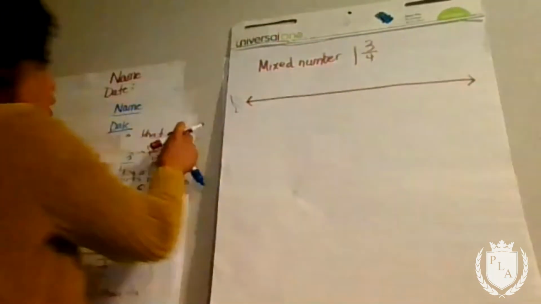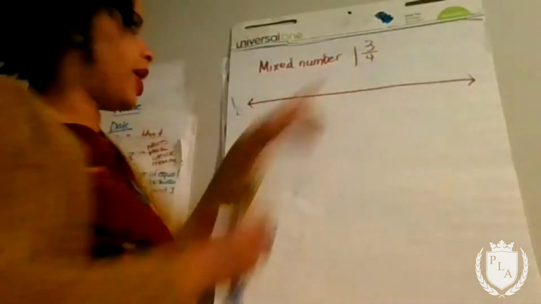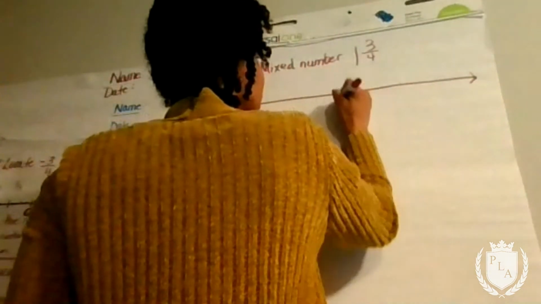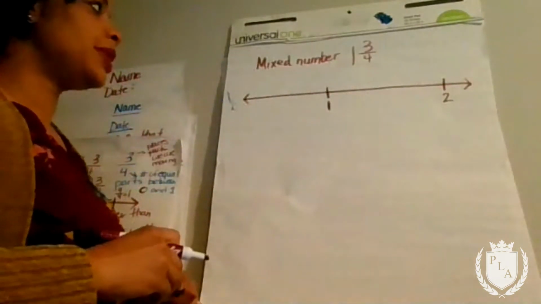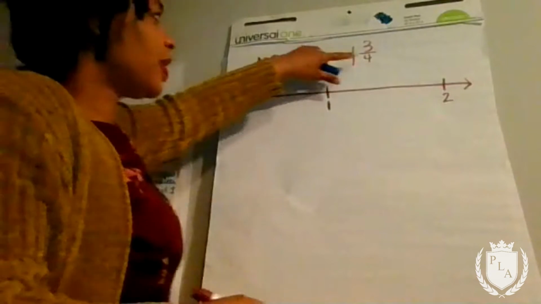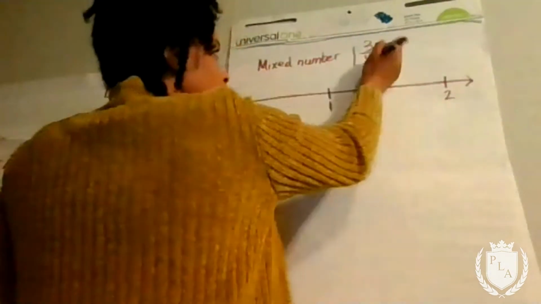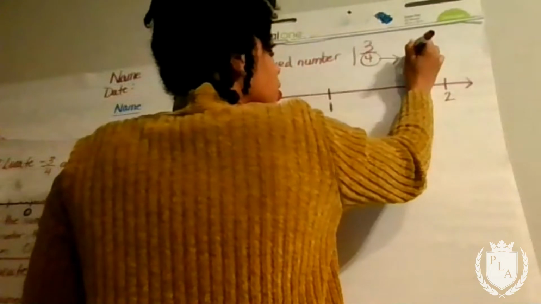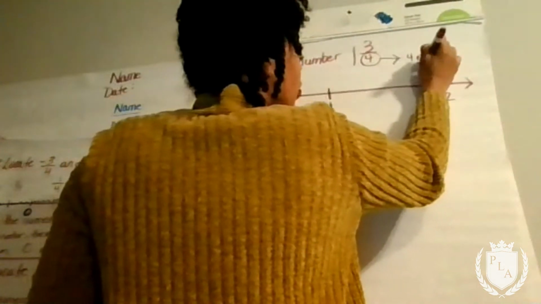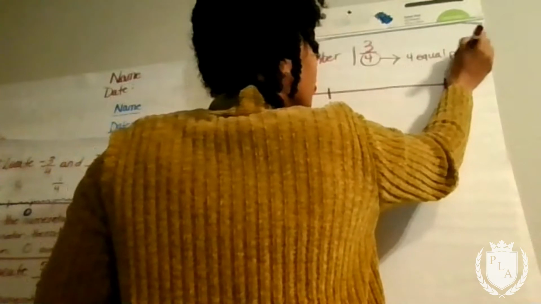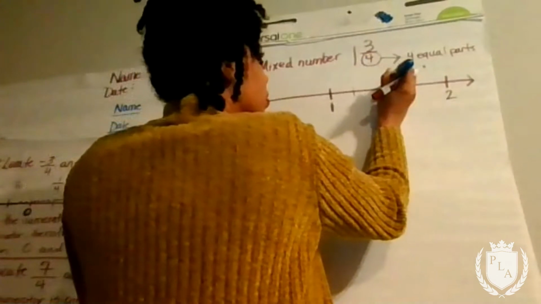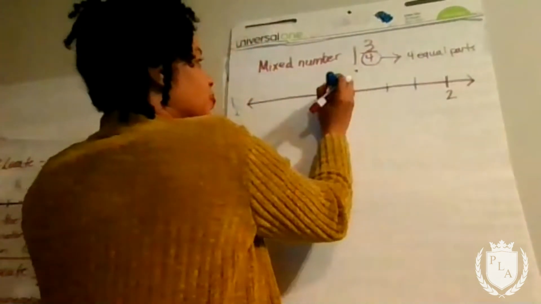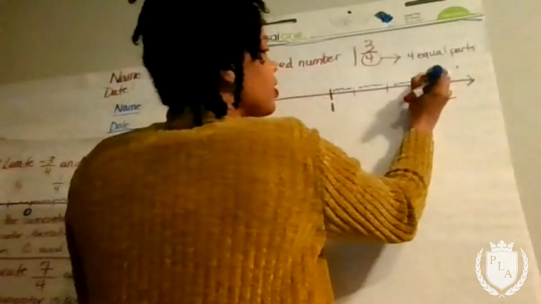So if we look at the whole number, what is the whole number here? 1. So we're going to put 1 here. And what number comes after 1? 2. So let's put 2 here. Okay? So now we're going to do the same thing here. We need to have 4 equal parts between 1 and 2. So let's create 4 equal parts. Okay, this is 1. This is 2. This is 3. This is 4.